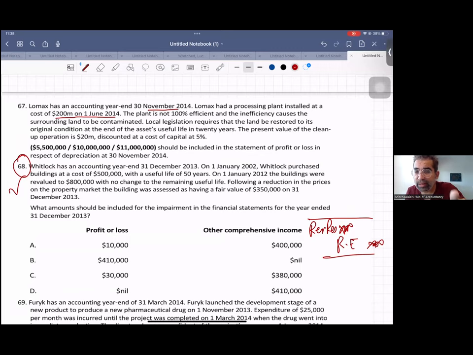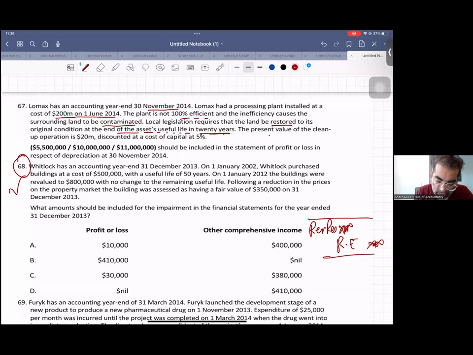The plant is not 100% efficient and the inefficiency causes the surrounding land to be contaminated. Local legislation requires the land to be restored to its original condition, the compulsory disposal costs, at the end of the asset's useful life in 20 years. Important: they have given you a ready-made present value, no tension. The present value of the cleaning operation is 20 million.